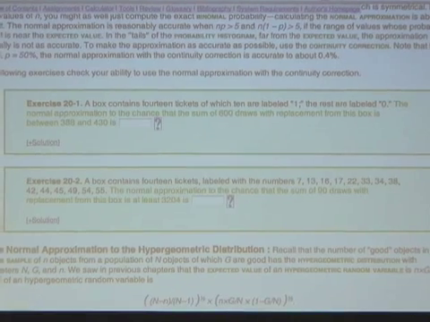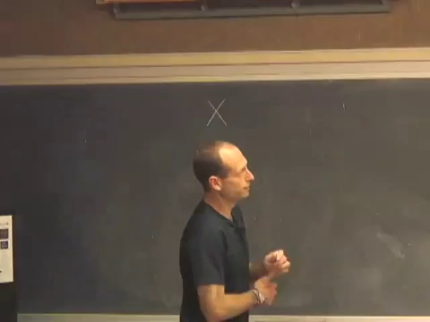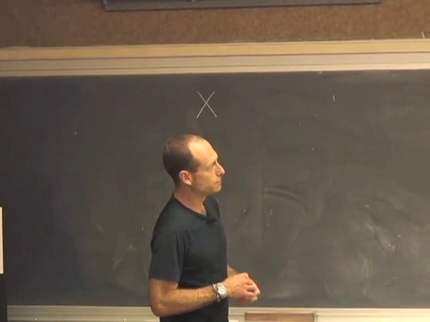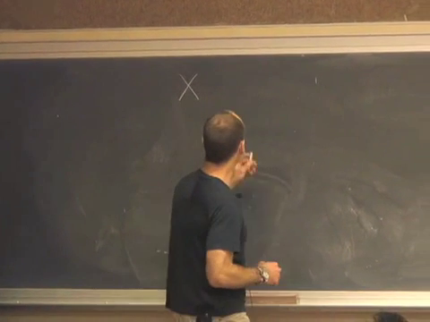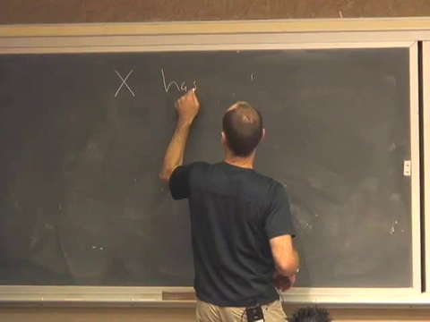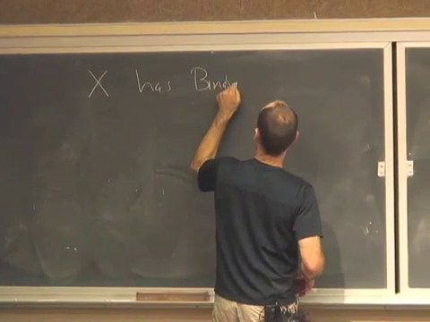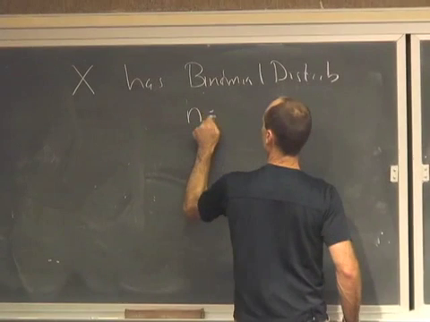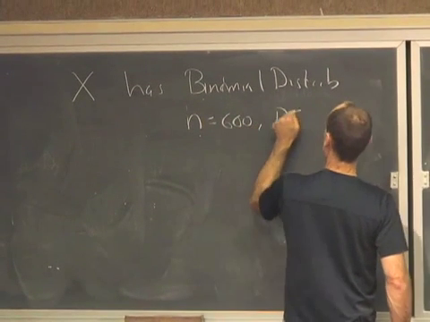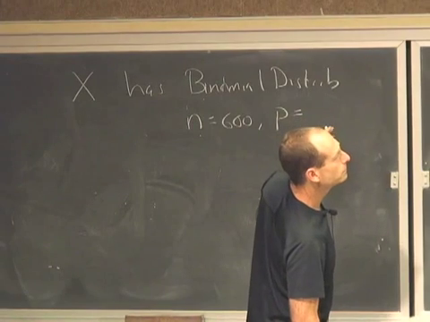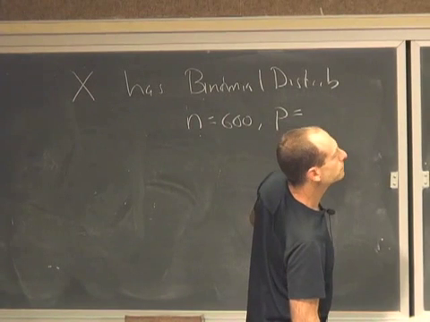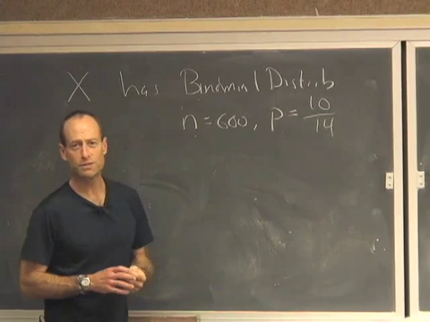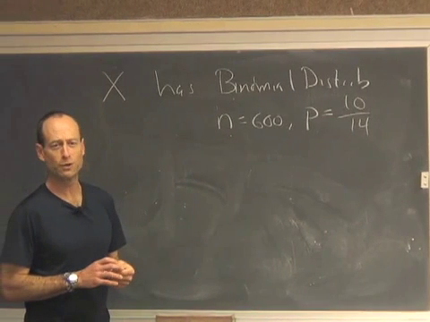Okay, so let's call x this thing that we're trying to find, the underlying random variable, the sum of 600 draws from that box. And x has a binomial distribution with parameters n is 600 and p equals what? Right. 10/14ths of the numbers in the box are equal to 1. The rest are equal to 0.